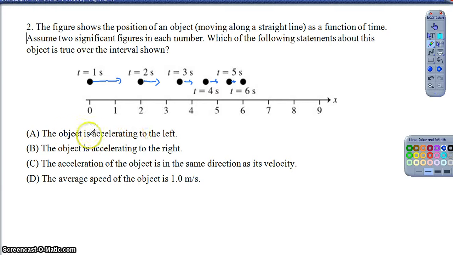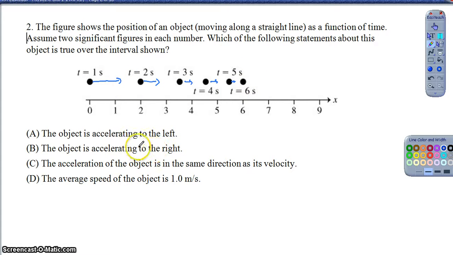So of these options: A, the object is accelerating to the left; B, the object is accelerating to the right; C, the acceleration of the object is the same direction as the velocity; and D, the average speed of the object is 1.0 meters per second. Really, B and C are very similarly linked. The object is definitely moving towards the right. Do we agree? Because every second it's moving further and further to the right.